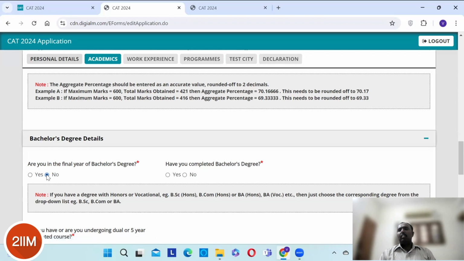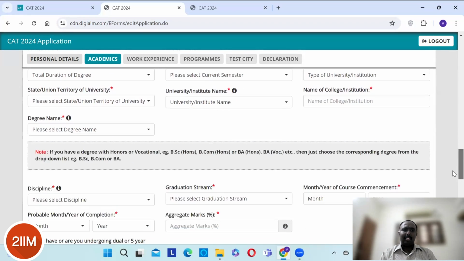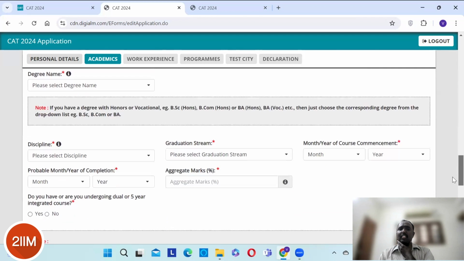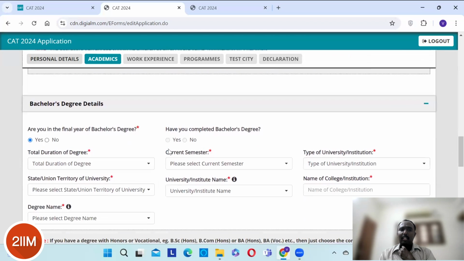People who are all in the final year, if you click a yes, it might ask for a certificate from your college saying that you actually belong to the final year. You need a bona fide certificate basically. So please ensure you get that done from your principal and then you start applying.